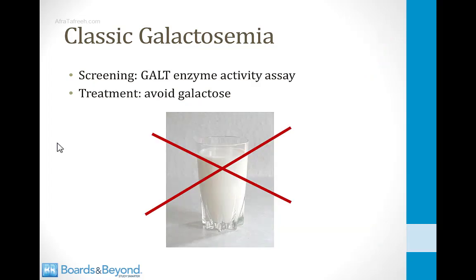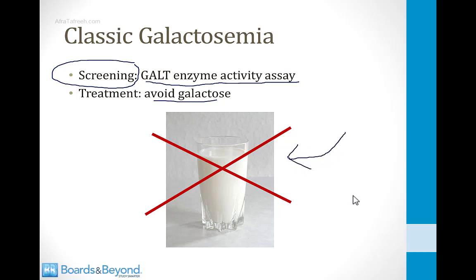Clinically, you are very unlikely to ever see this condition, and that's because there is a GALT enzyme activity assay which is performed on newborn babies for screening. Screening is mandated in most parts of the United States so that these babies are recognized immediately and that they are treated. And the treatment is to avoid galactose, and that means no milk for babies born with this problem.